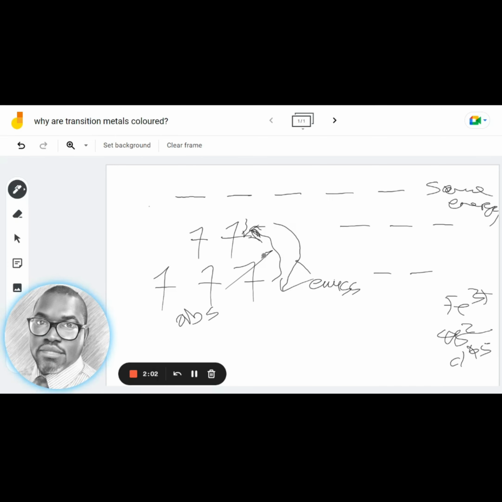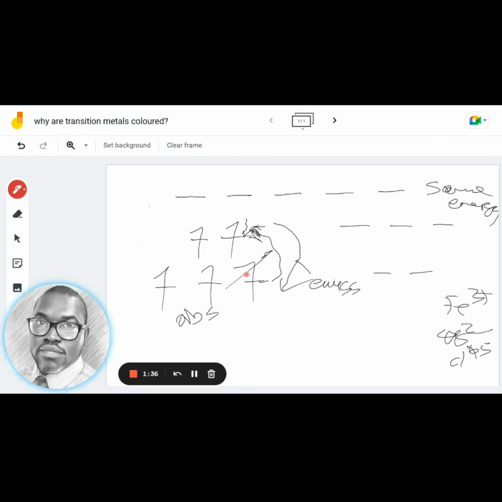What tends to happen for transition metal complexes is that the energy emitted from this gap, from up here to down here, corresponds to a wavelength of light which is in the visible region of the electromagnetic spectrum. So this wavelength of light which is emitted produces a color on the electromagnetic spectrum. That's pretty much why these transition metals are colored.